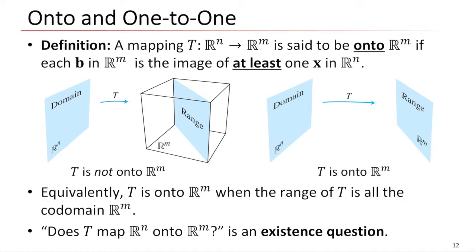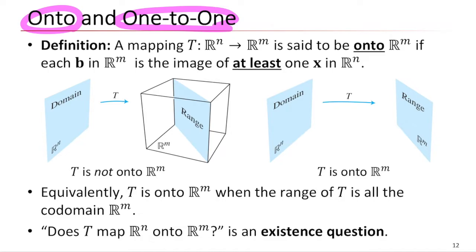Okay, there are other definitions. Today we're going to talk about two definitions. The first one is onto. The second one is one-to-one. Let me show you the first one first.